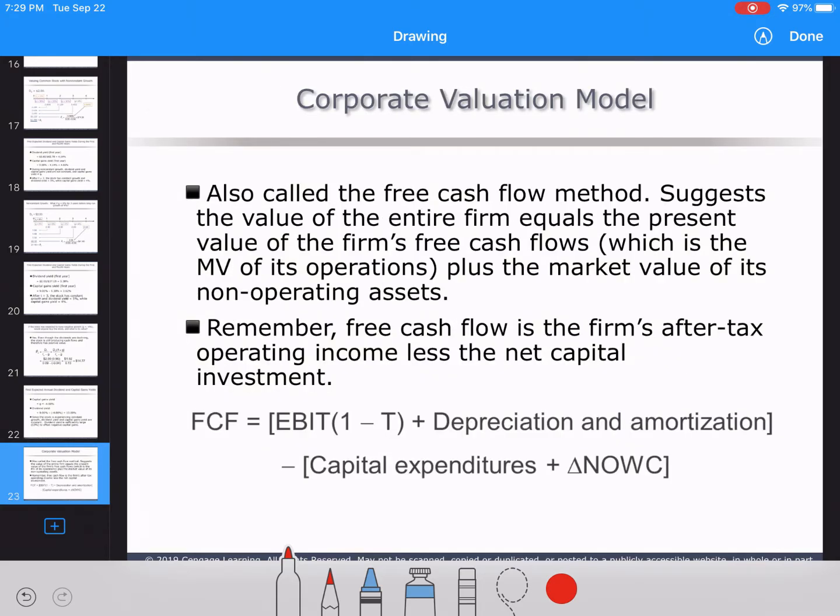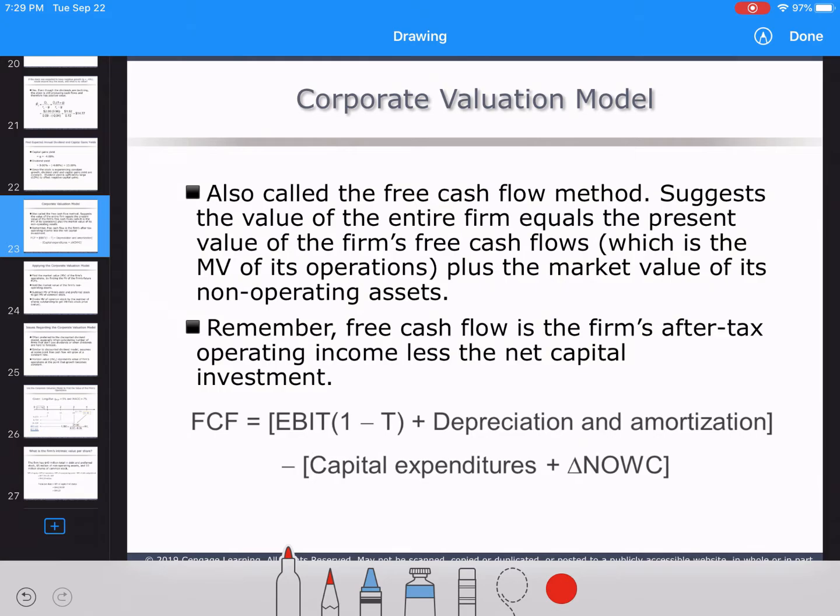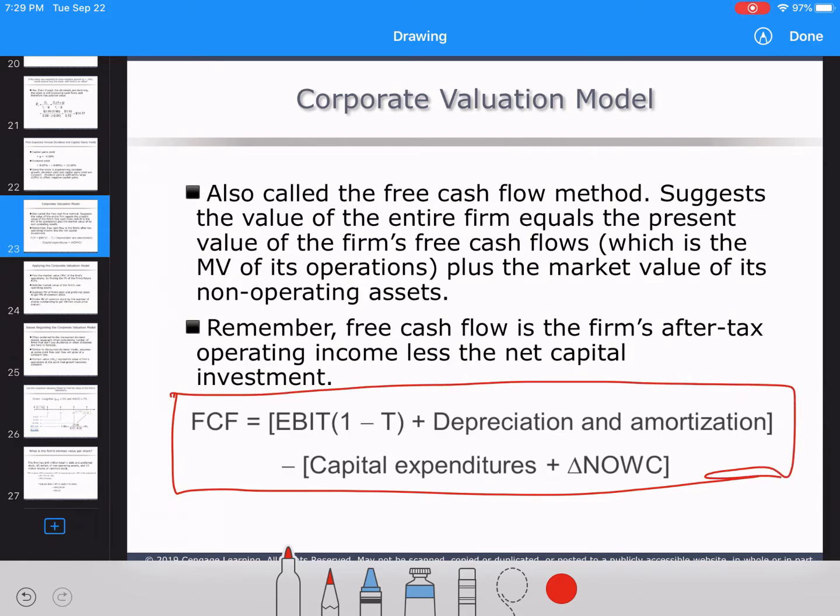So far we were using the dividend discount model, or discounted cash flow model. Now we are going to do the corporate valuation model. You have calculated FCF before. This is your free cash flow. This part is NOPAT. And then you have depreciation, amortization, and this is the required investment in operating capital, to sustain your business.